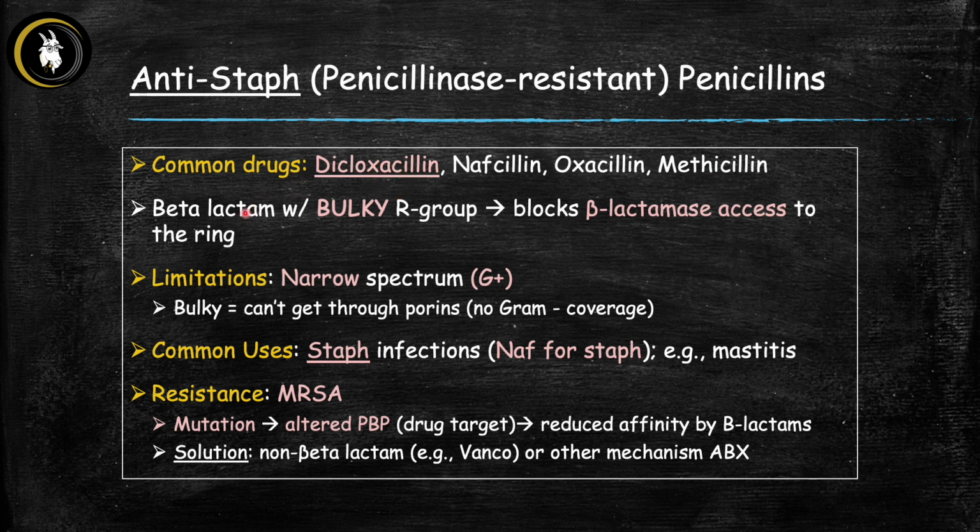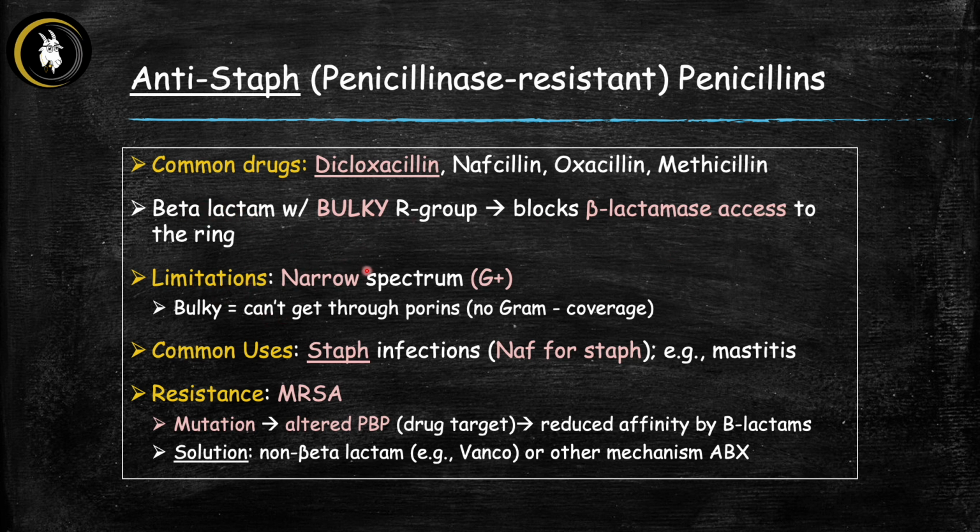And the way that these drugs work is that the beta-lactam ring has a bulky R group, so this is basically going to just get in the way, cause steric hindrance, and prevent access of the bacterial beta-lactamase, so it can't get to the beta-lactam ring, so it's going to protect it. So you can think of this bulky R group as a big burly security guard that's protecting our celebrity here, which is the beta-lactam, from the paparazzi, which are the beta-lactamases, so it's keeping it safe.